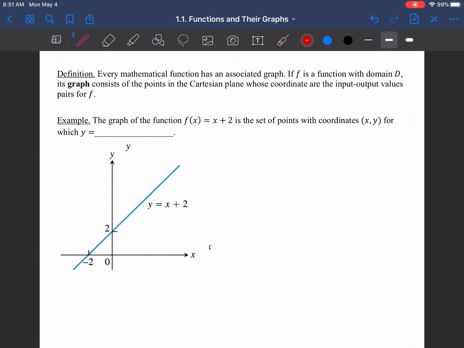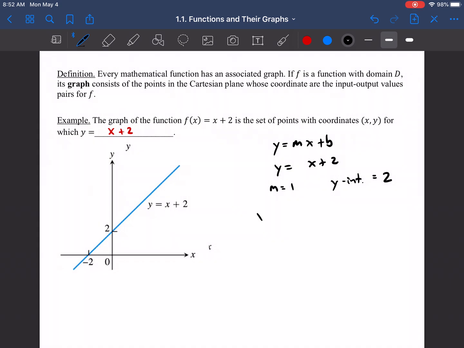So for example, the graph of the function f of x equals x plus 2 is a set of points with coordinates x, y, for which y equals x plus 2. We have y equals mx plus b, if you remember that slope-intercept form. In this case, it's y equals x plus 2. That tells us we're going to have a slope equal to 1 and a y-intercept equal to 2. You can do it that old way, or you could go through and actually plug in points.